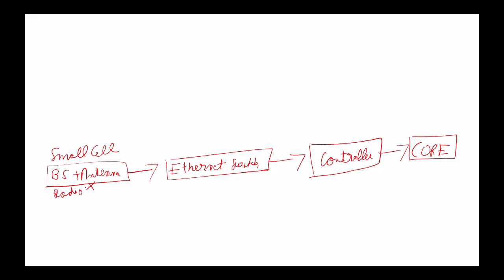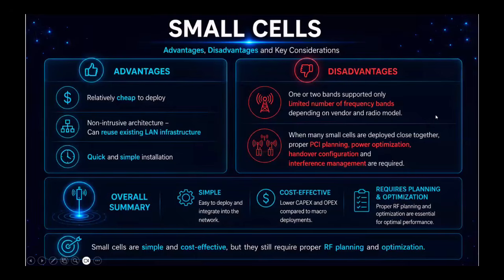And they're connected through Ethernet switches to a controller, which connects them to the core network. The controller helps automatically manage things like PCI assignment, transmit power, and interference between neighboring small cells. They are very cost effective and easy to deploy, especially for smaller buildings. And these are a few advantages and disadvantages, very self-explanatory.